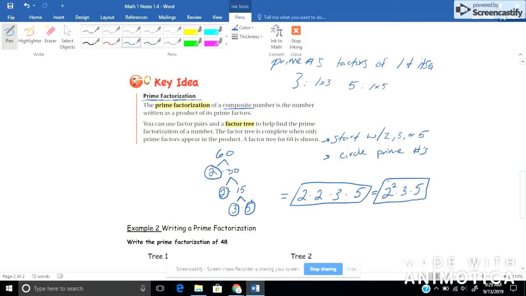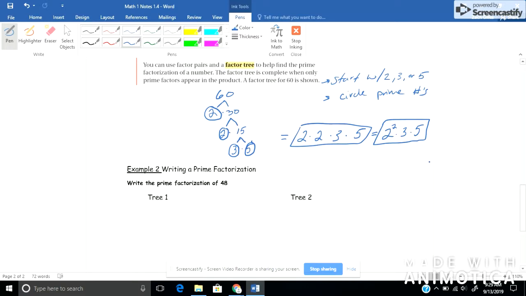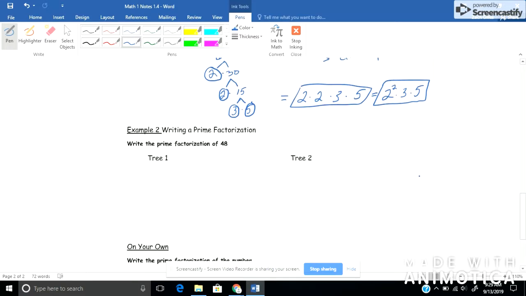All right, so probably your first time ever seeing that. We'll get some practice here. Let's try example 2 with the prime factorization of 48. Okay, so again, I'll change colors here. Start with your number, 48.